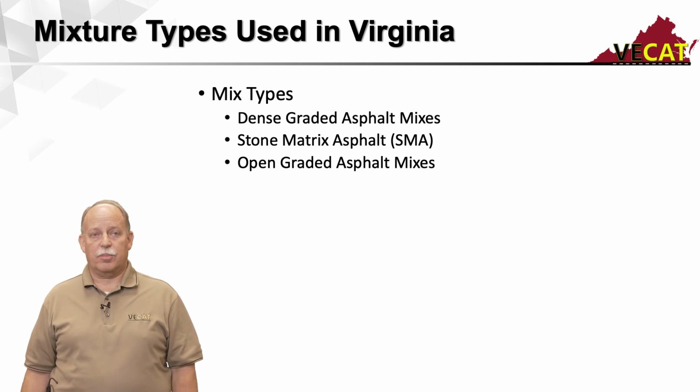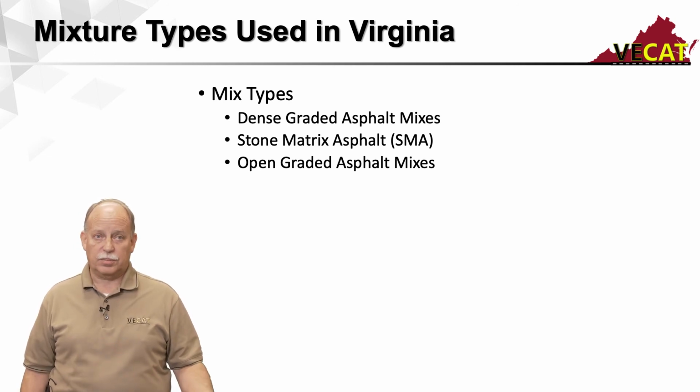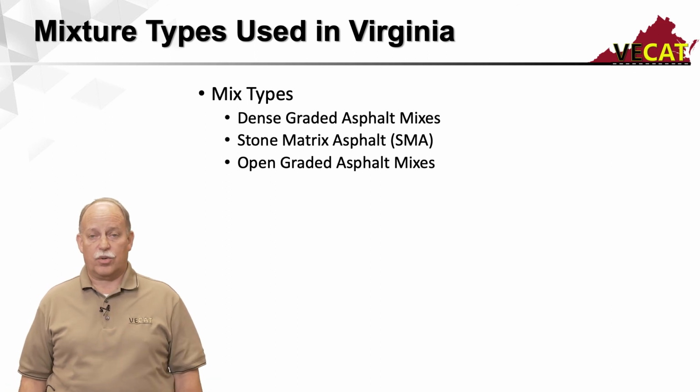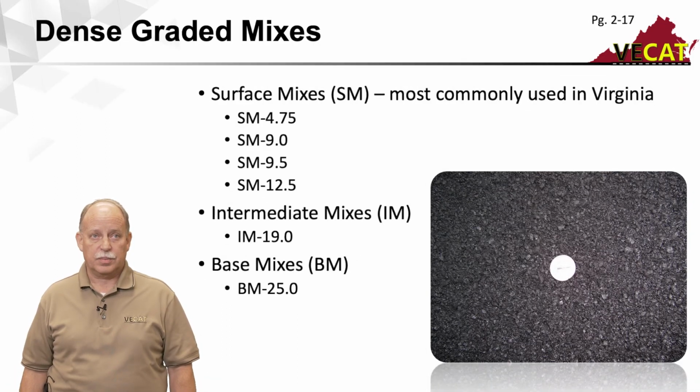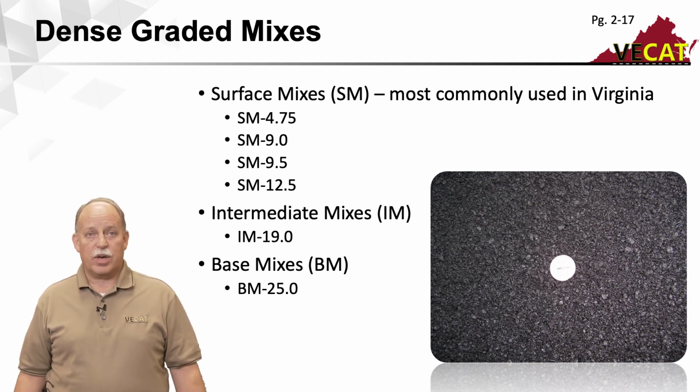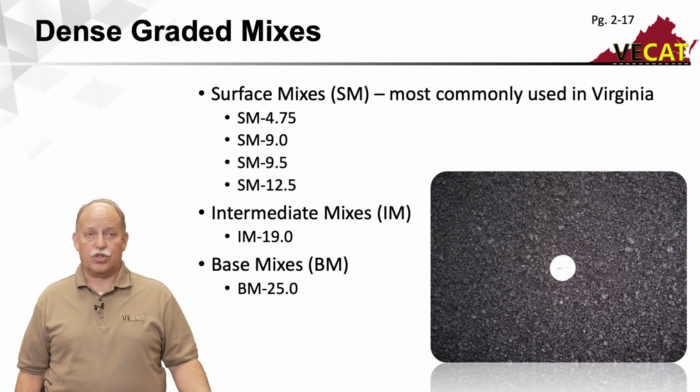Now let's talk about some of the mix types. In Virginia, we have dense graded asphalt mixes. We have what we call a stone matrix asphalt, or SMA, that's used on our high-end roads like our interstates. And then we also have open graded asphalt mixtures. So let's talk about our dense graded mixes first. For our surface mixes, they are most commonly used in Virginia.